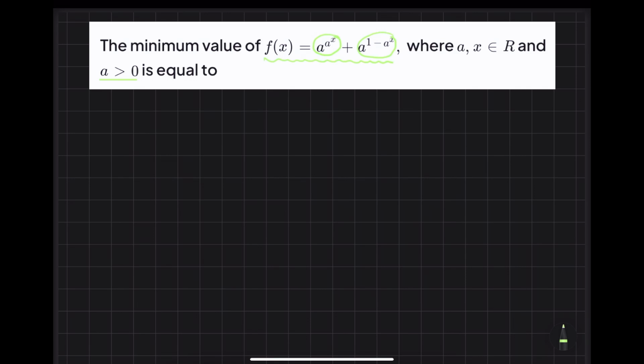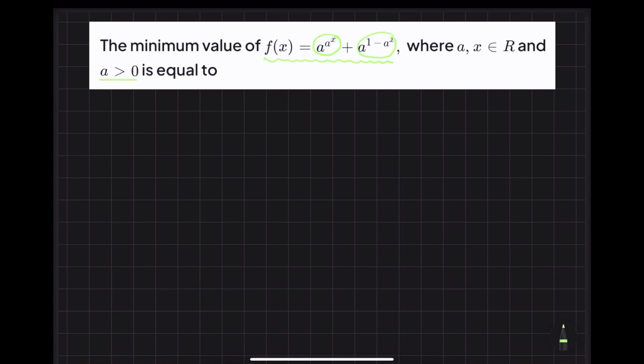Whenever a question asks you to find the minimum or maximum, your first suggested filter is AM, GM, and HM. If it is not applicable, then move on to application of differentiation. But here, it is an exponential function with a positive number, so you can apply the AM-GM concept.